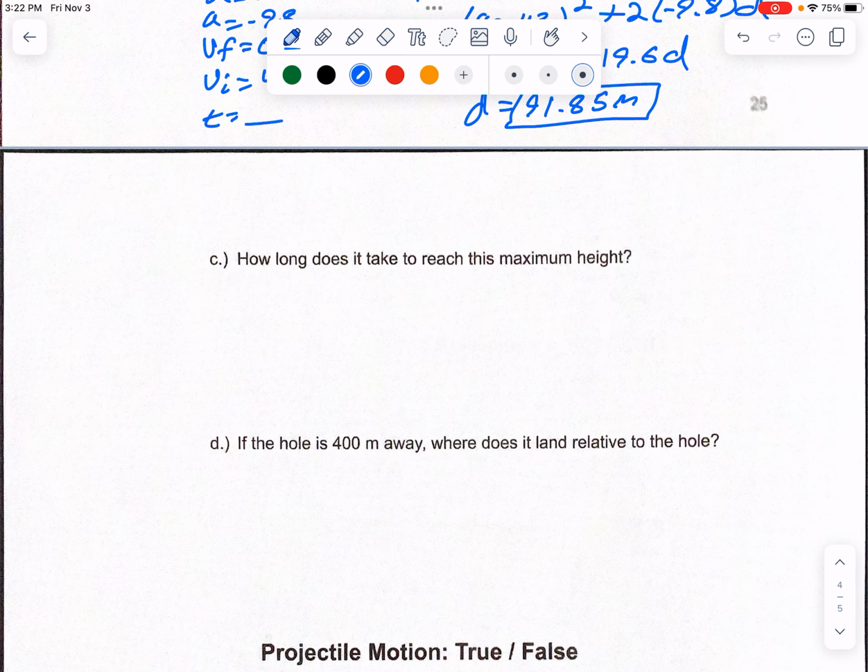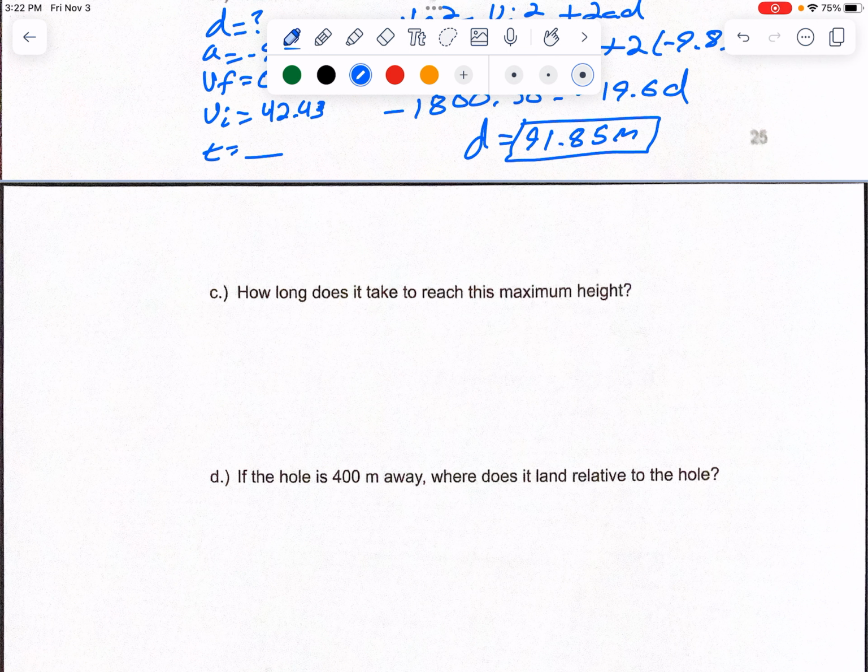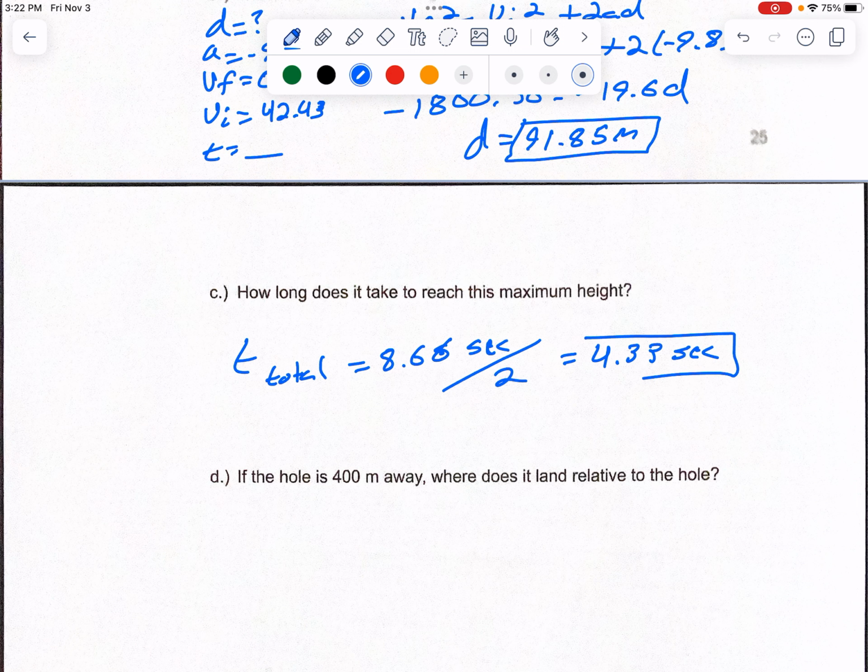C, how long does it take to reach the maximum height? Okay, so that means you're looking for time. And well, we already know total time. Our total time was 8.66 seconds, so that is from launch to when it comes back down to the ground. Now, if I want to know the time it takes to get to the top, all you got to do is just half that. So divide by 2, and you get 4.33 seconds.